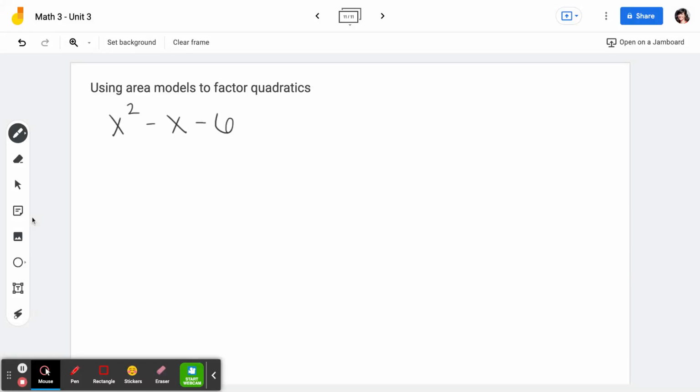In this video, we're going to use an area model to factor a quadratic expression. If you haven't already, you should go back and watch my video on how area models work so that you can understand how they're set up and how all the pieces come together.